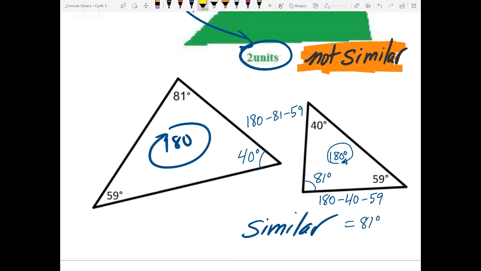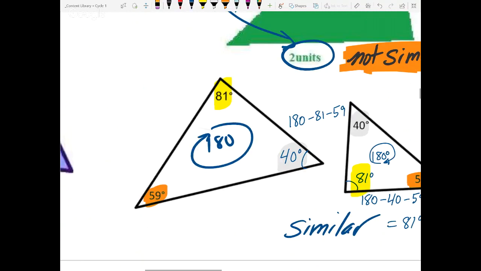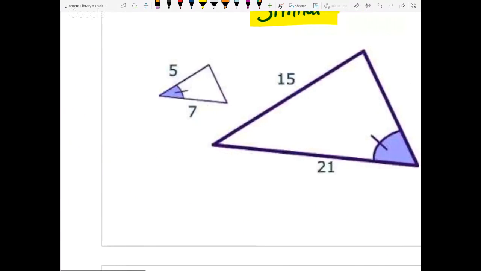If you look, this 81 lines up with that 81. This 40 lines up with that 40. And this 59 lines up with that 59. They've just been rotated, right? If you took this whole one here and rotated it that way, you'd get it lined up with that one. Does that make sense? That's a sneaky one. But not as sneaky as the most sneaky one.